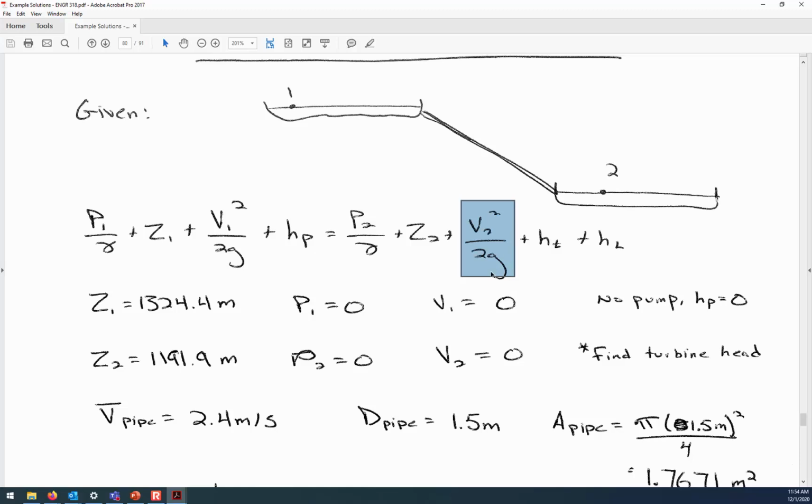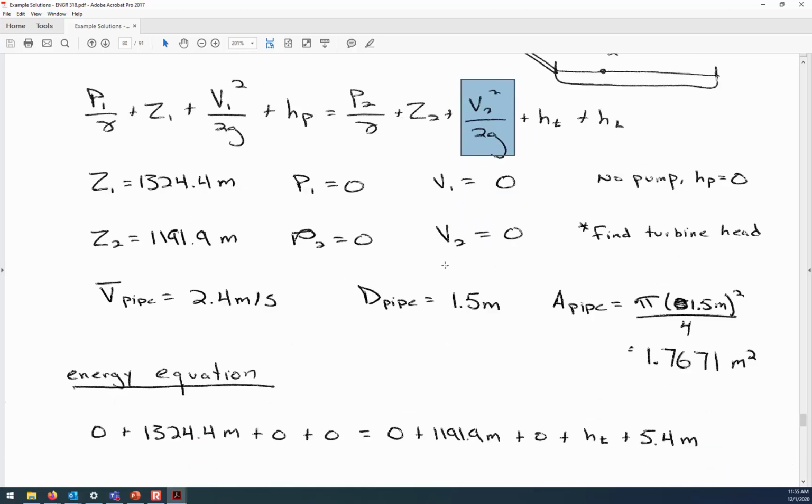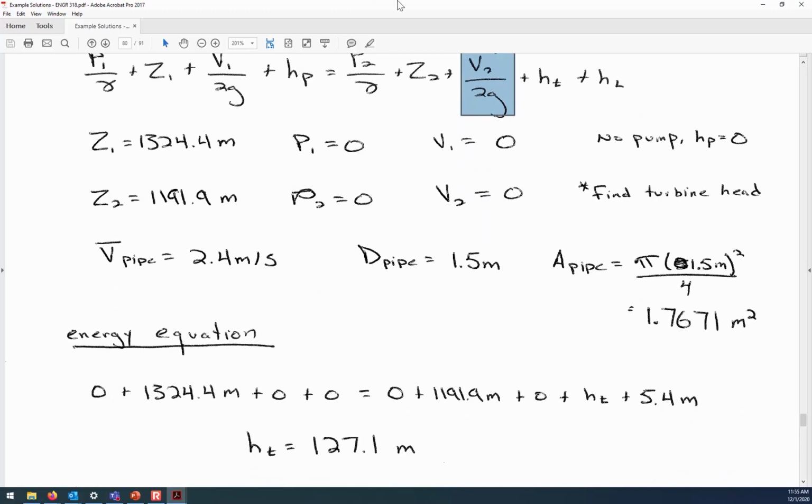So the turbine head, and also there's no pump, so the turbine head, how much energy can be extracted from the turbine, is the elevation difference minus the head losses that occur. And so I've substituted into the energy equation, and what we see is that you can extract 127.1 meters of energy with that turbine. That's how much of the elevation difference remains to go into the turbine, because we have to subtract out the pipe losses, the 5.4 meters of head loss that occurs through the penstock.